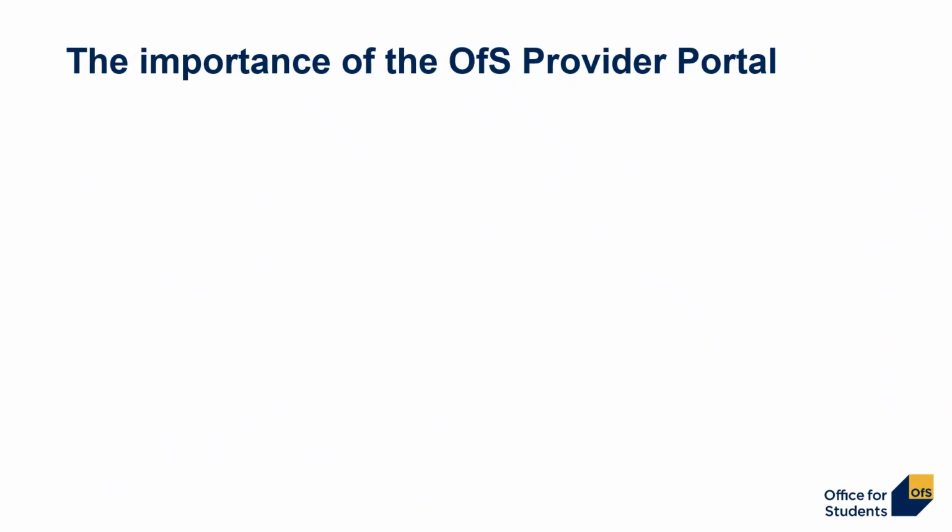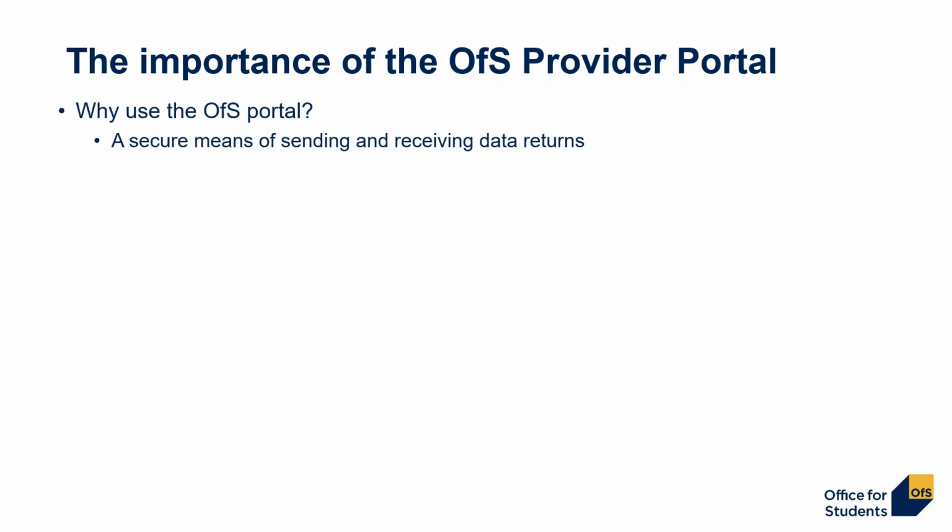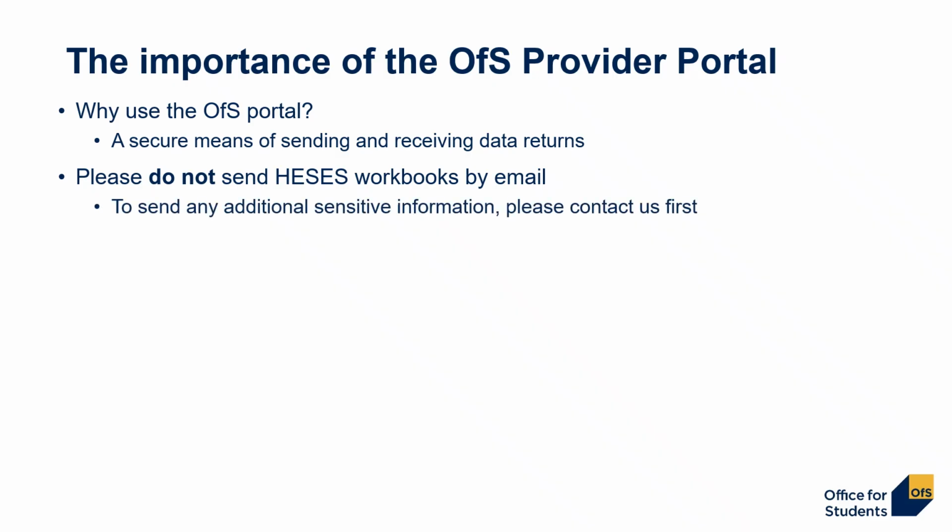Submitting the HESES workbook is done via the OFS portal. Why? Because it's a secure, controlled method of sending and receiving data returns. Please do not send HESES workbooks by email. Aside from the fact that email is not a wholly reliable medium, especially with attachments, its security is not good. If you find that you need to send us any additional information that could be sensitive, please contact us in advance and we will be able to arrange a secure method of transferring the information.